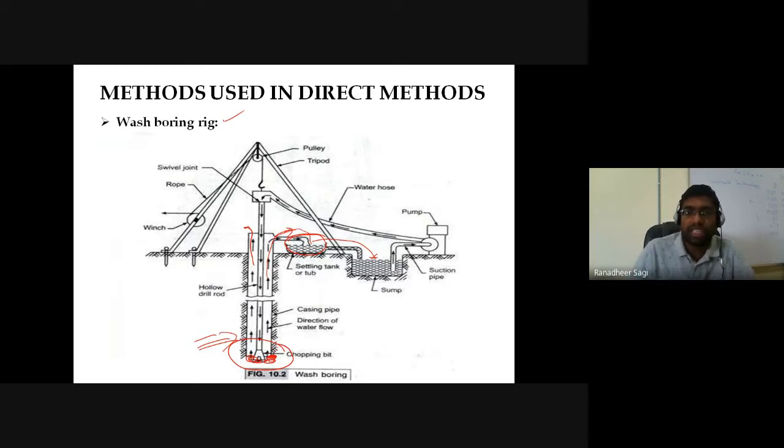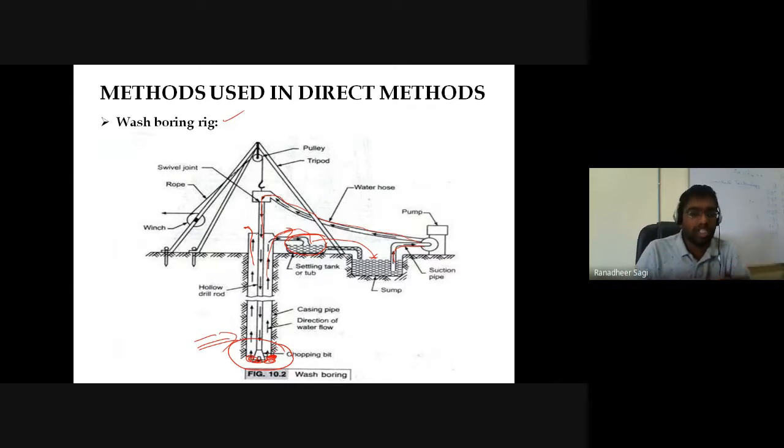From this sump, the water is sucked with the help of a pump or motor and circulated back into the borehole, so that this continuous process can happen and you can extend your borehole to the required depth.